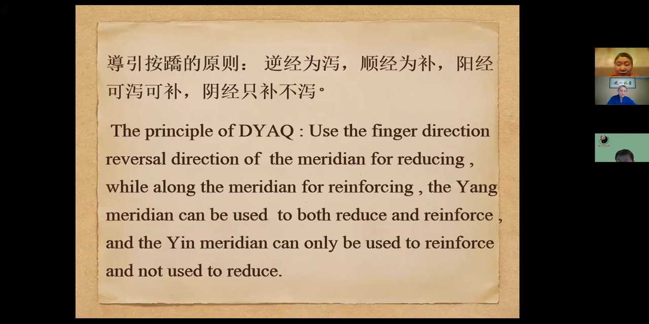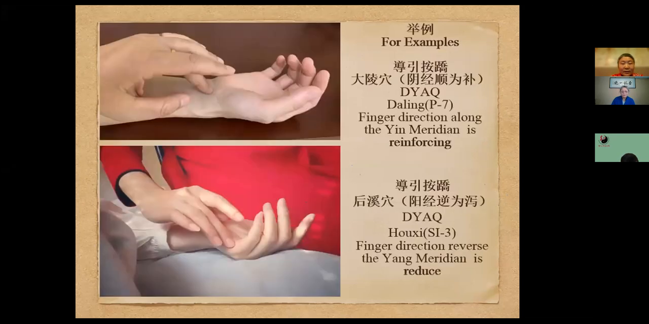Why is the yin meridian only for reinforcing, not reducing? Because in most people, the yin is always deficient. And sometimes when you reinforce, in a way, it is a kind of reducing. So for example, we can see these two photos. The finger direction along the yin meridian is reinforcing. And the lower one is the yang meridian. The direction is reversed to the yang meridian, so it is reducing. Reversing the meridian, it is the small intestine meridian, Houxi.